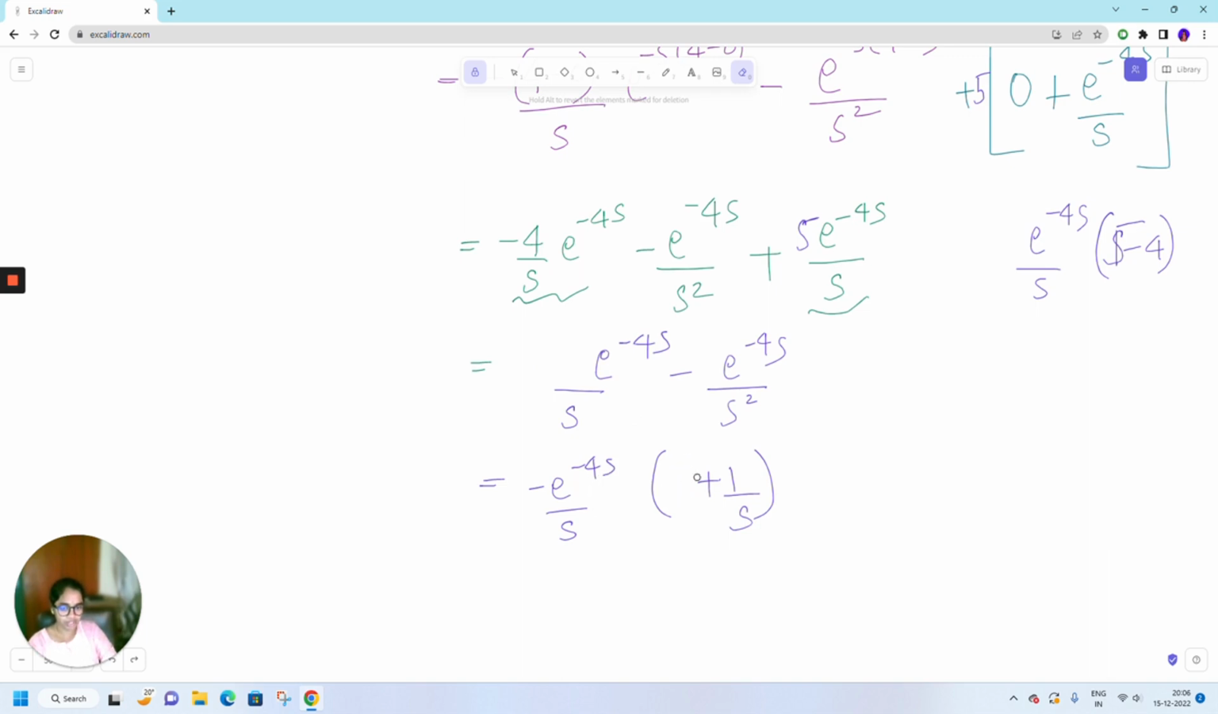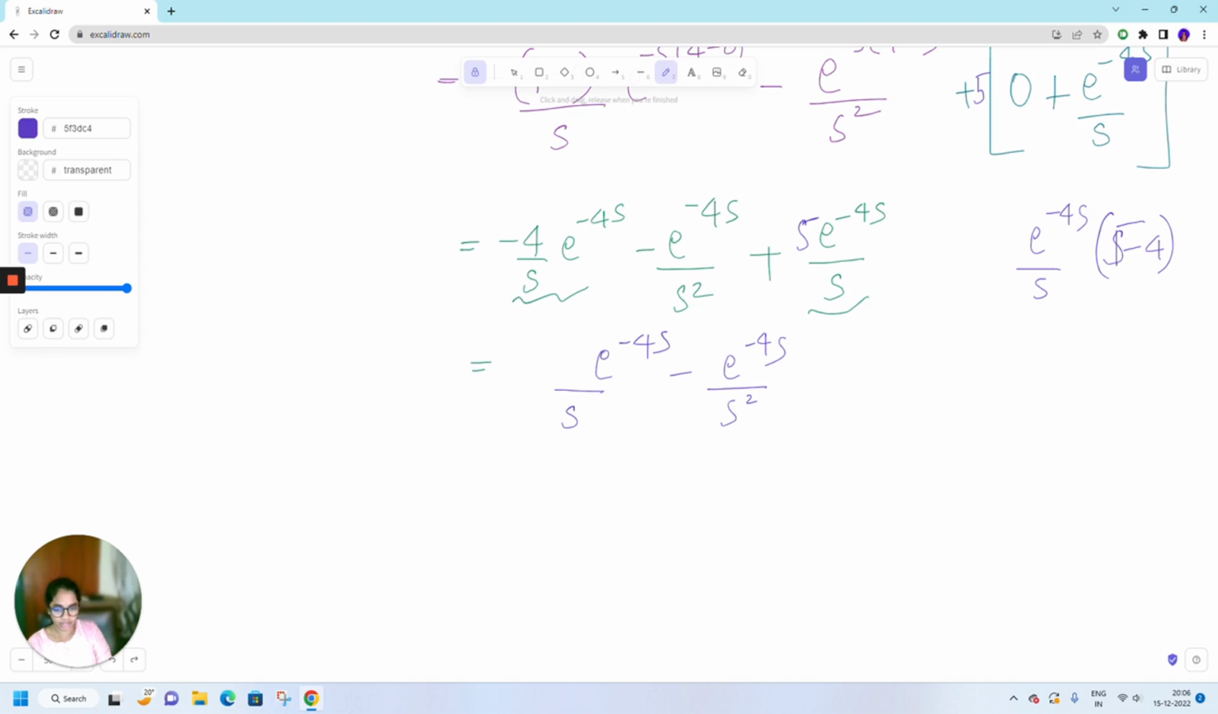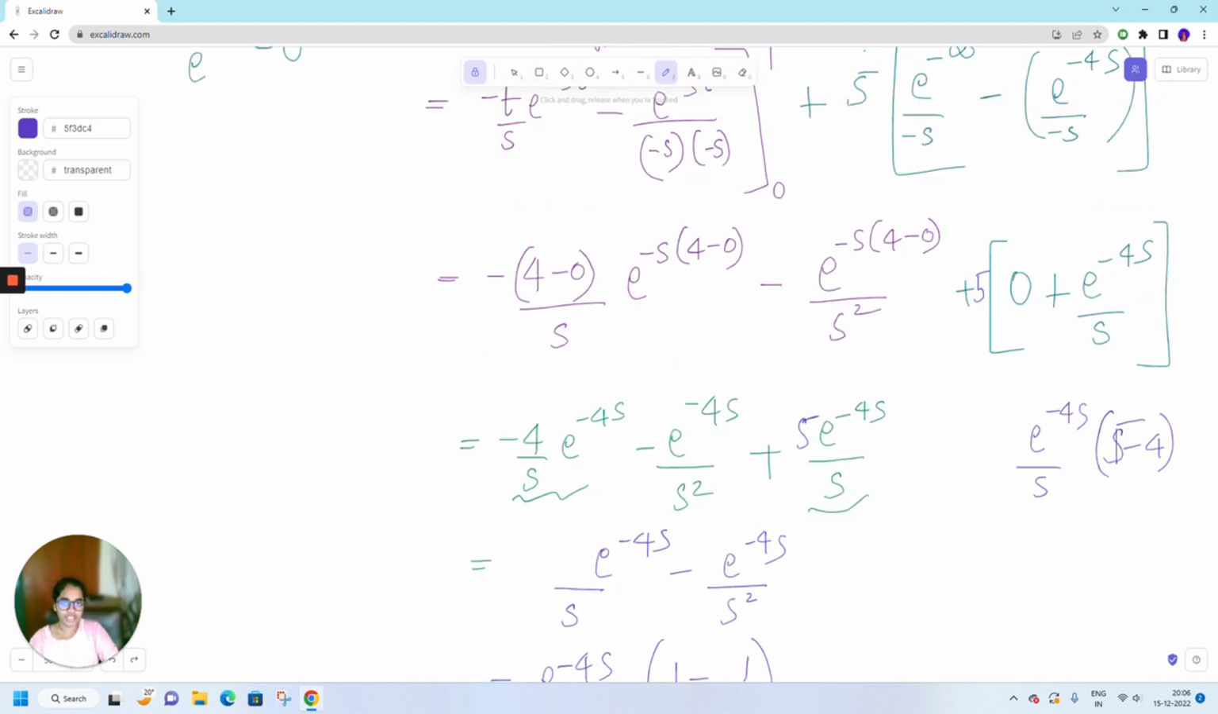Or if you take everything common, this step would completely change. Or you can stop your answer over here. If I take e power minus 4s divided by s common, I would get 1 minus 1 divided by s. So yes, that is it for today's class. Thank you.